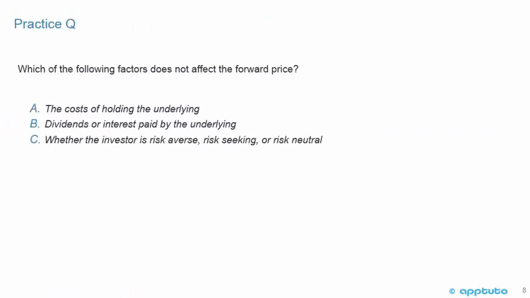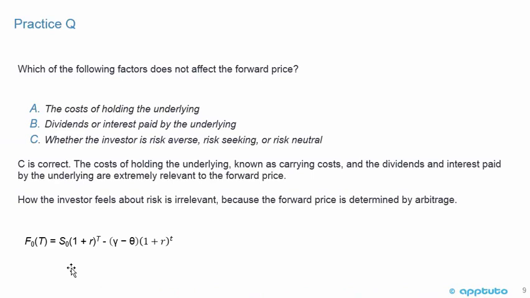So as I said, if you understand the calculation and you get a theoretical question like this, it should be easy, in my opinion. Okay, so which of the following factors does not affect the forward price? A, the cost of holding the underlying. B, dividends or interest paid by the underlying. Or C, whether the investor is risk averse, risk seeking, or risk neutral. So we'll put it into words.